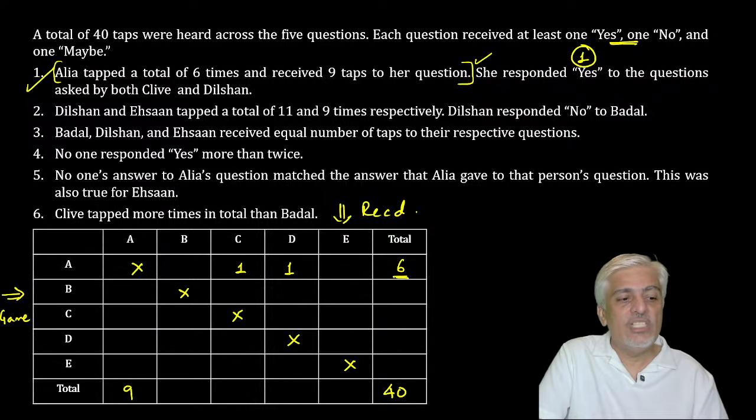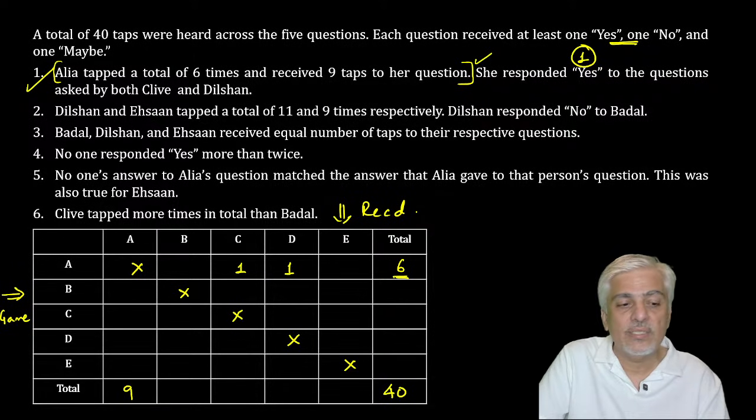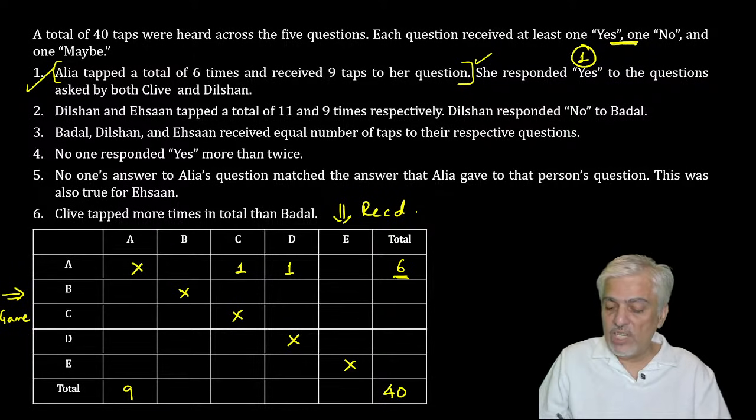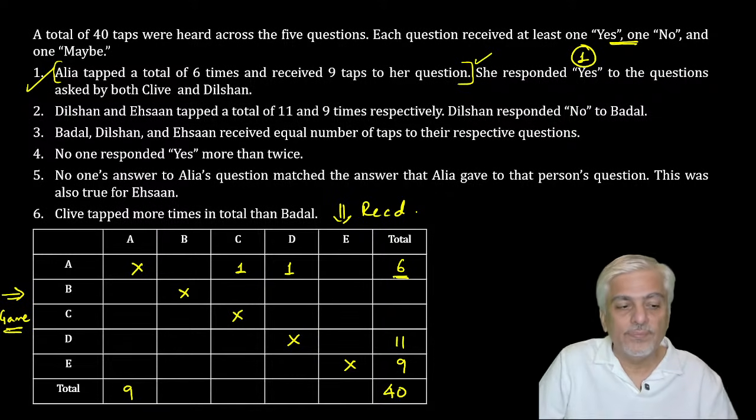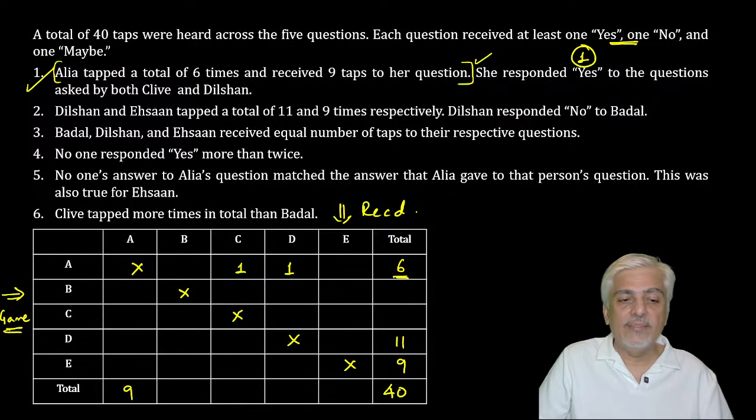Next. Dilshan and Ehsan tapped a total of 11 and 9 times respectively. So Dilshan has tapped 11 times. Tap means gave. And Ehsan has tapped 9 times. Okay, तो ये भी ठीक लग रहा है.